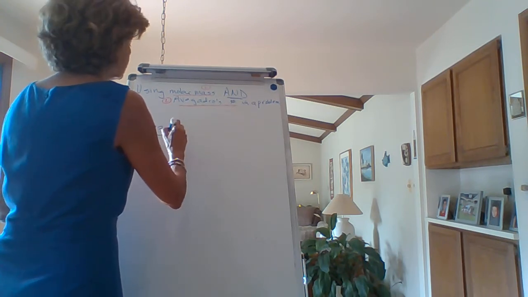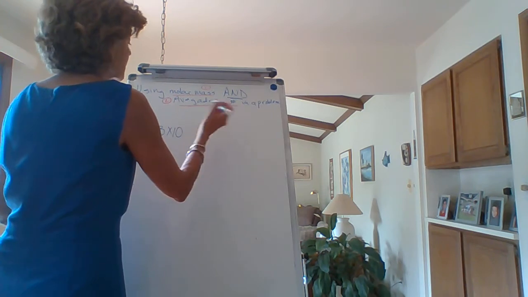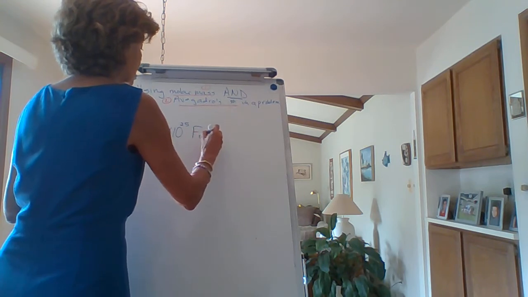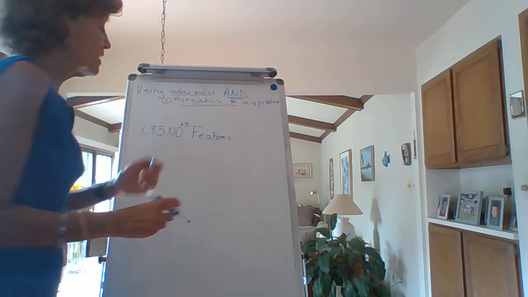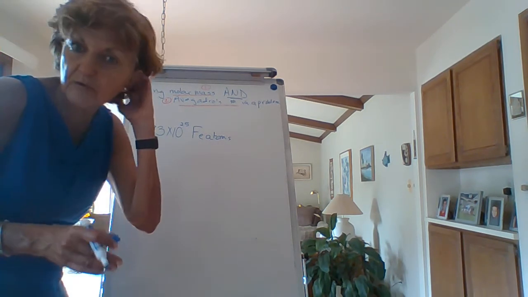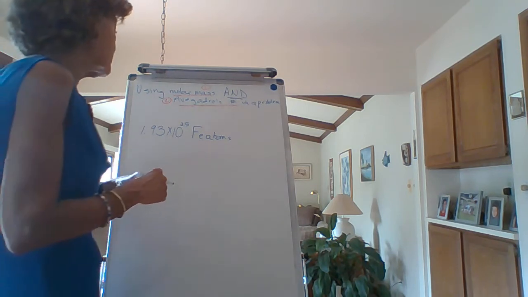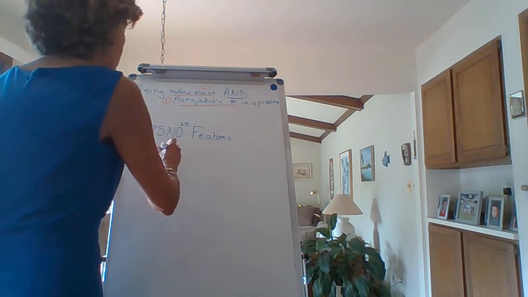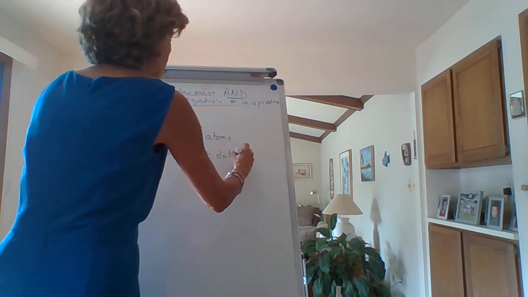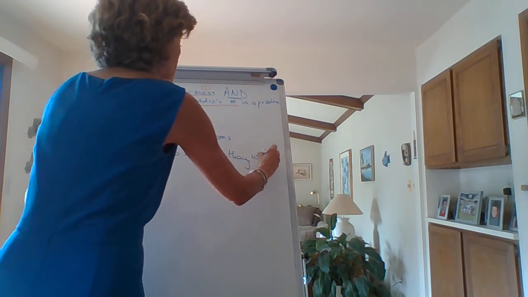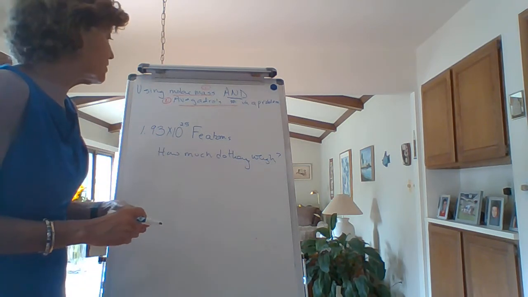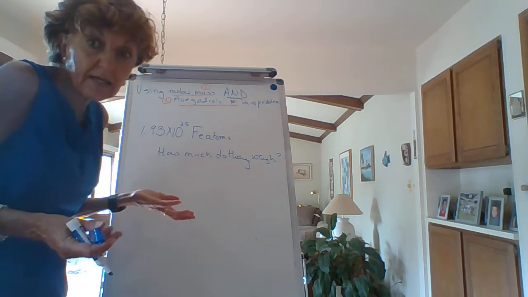1.93 times 10 to the, let's say, 25 iron atoms. Okay, I have this many iron atoms. You know that Fe is iron because you guys have memorized all of these symbols properly, I hope. So you have 1.93 times 10 to the 25 iron atoms. And my question is, how much do they weigh? Or in another way this could be worded is, what is the mass of 1.93 times 10 to the 25 iron atoms? What is the mass?